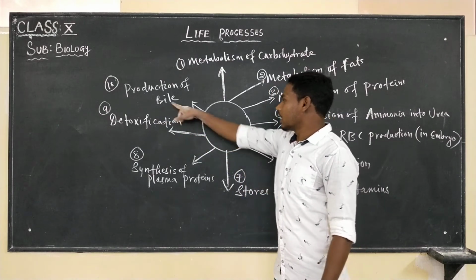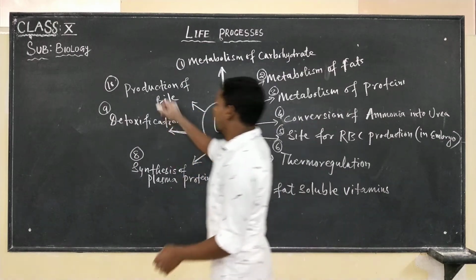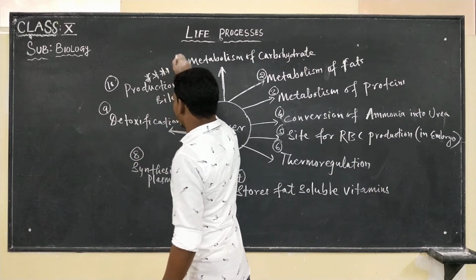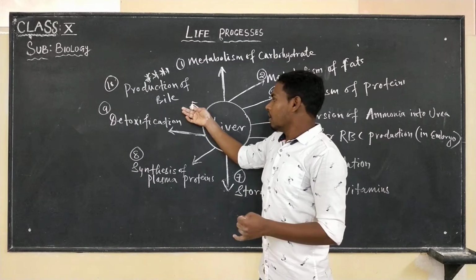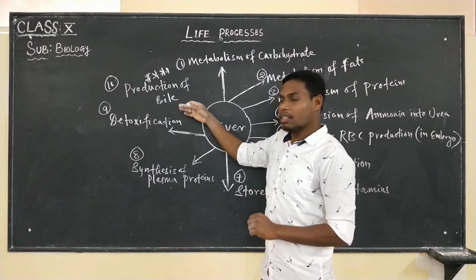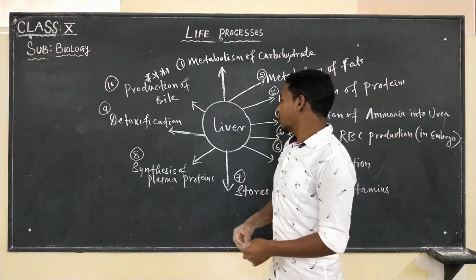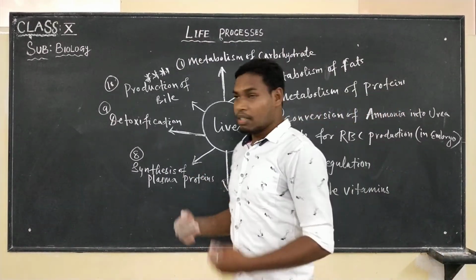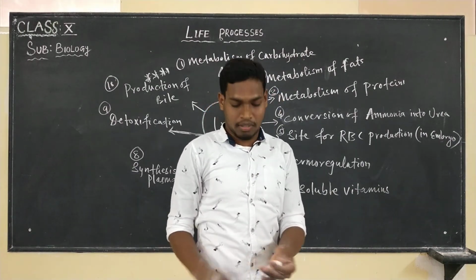And the next function is production of bile. This is very important for SSLC examinations. We saw there are bile pigments and bile salts. Bile salts are for emulsification of fats, and bile pigments are yellowish in color and excreted in the fecal matter. So these were the functions that we saw. So in today's video we saw all the functions, so please note all these functions. Thank you children, have a nice day.